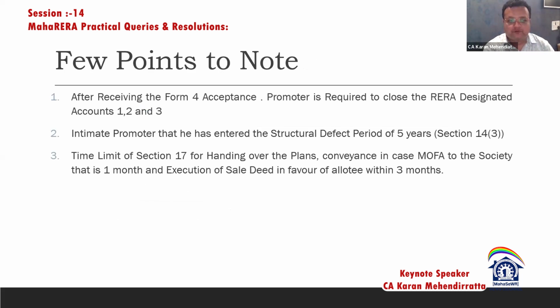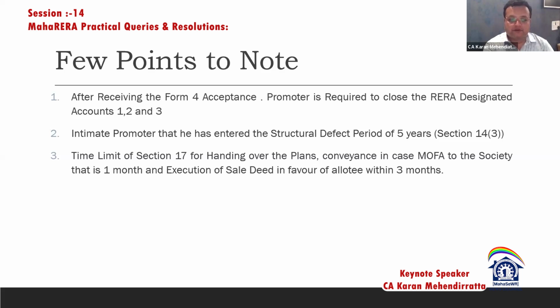First, that is Form 4. Once you have received it, you have to make sure that the promoter closes his RERA designated accounts 1, 2, and 3. You just give this mail to the banker, and the banker will close all the 1, 2, 3 accounts of that particular project. That has to be followed. Second, you have to communicate to the promoter that the structural defect period has now started, so his responsibility of 5 years has now begun. If you see, in RERA you give a timeline of 3 years or 5 years for completing the project. Once that project timeline is completed, the structural defect period starts from there.